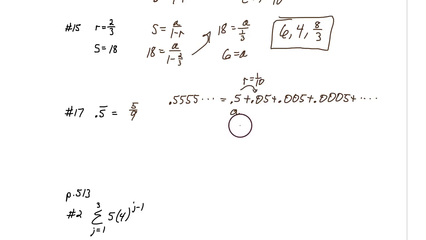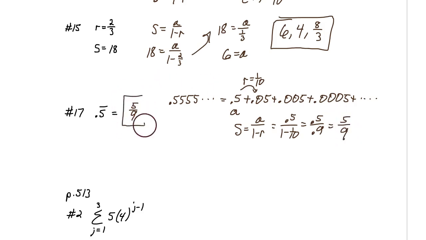So let's use our formula for the sum: a over 1 minus r. a is 0.5, and r is 1/10. So this is 0.5 over 0.9, and that makes 5/9. So the fraction 5/9 is equal to the repeating decimal 0.5 repeating.